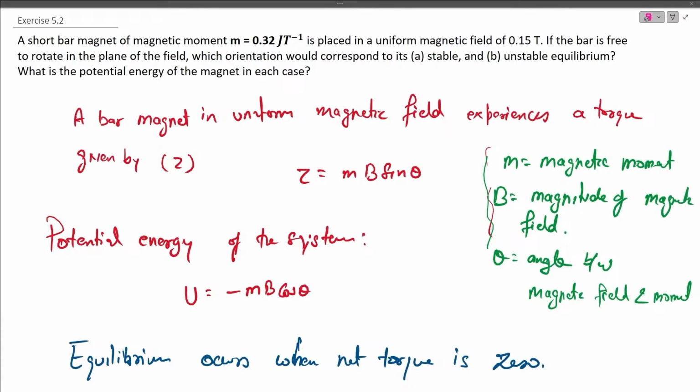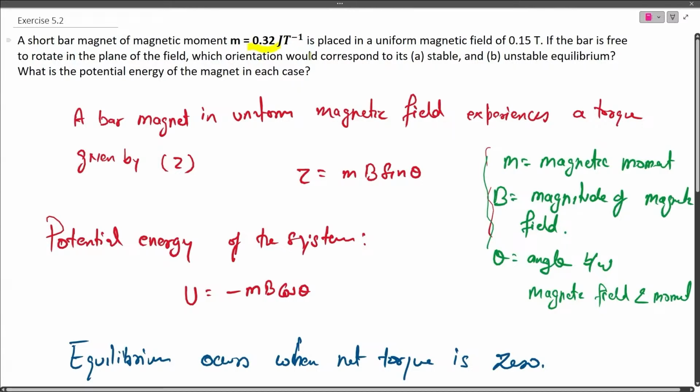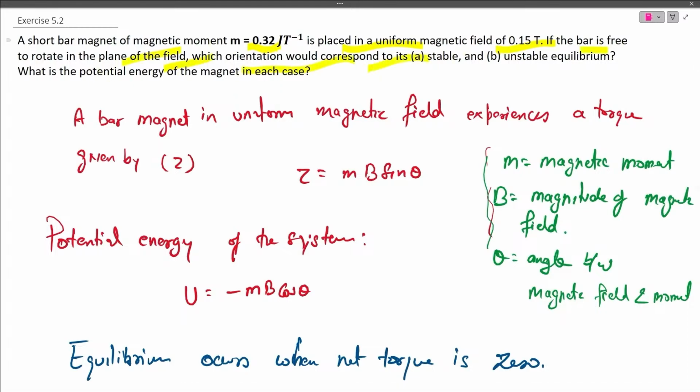The question says that a short bar magnet of magnetic moment m equals 0.32 joule per Tesla is placed in a uniform magnetic field of 0.15 Tesla. If the bar magnet is free to rotate in the plane of the field, which orientation would correspond to its stable or unstable equilibrium? What is the potential energy of the magnet in each case?